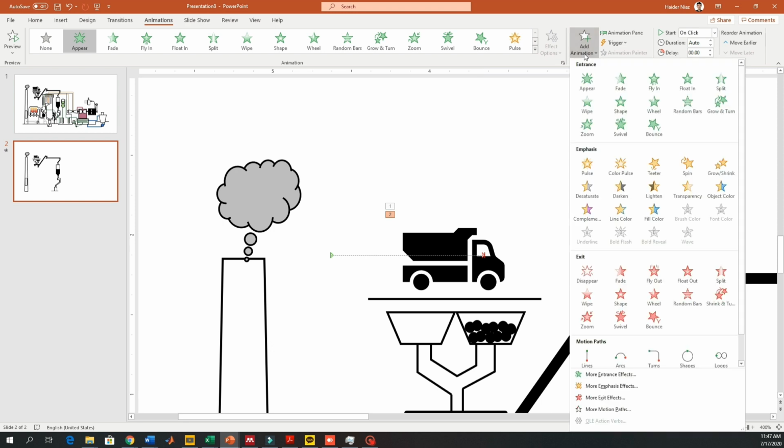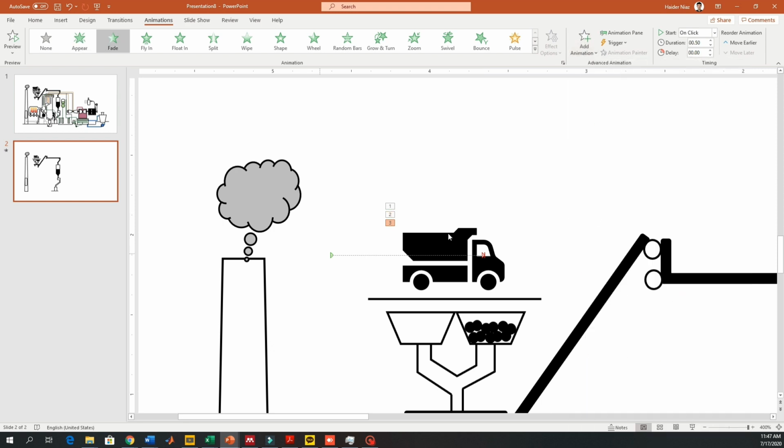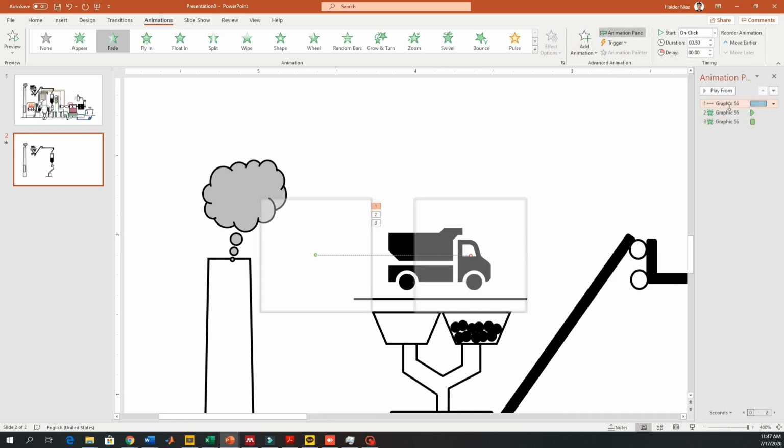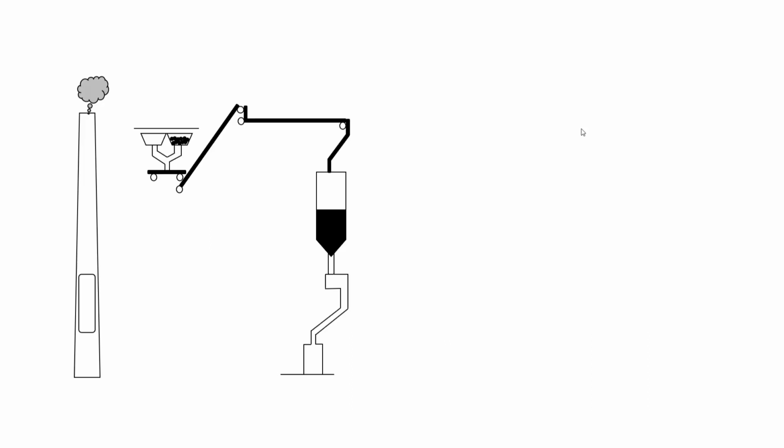So now my truck part is done. What I'm going to do is I want it to fade and repeat every time. So now, as a line, you can see three different animations. One is the line, one is the fade, and one is the appear one. Now I need to sequence these, and also I want them to start after the previous one.